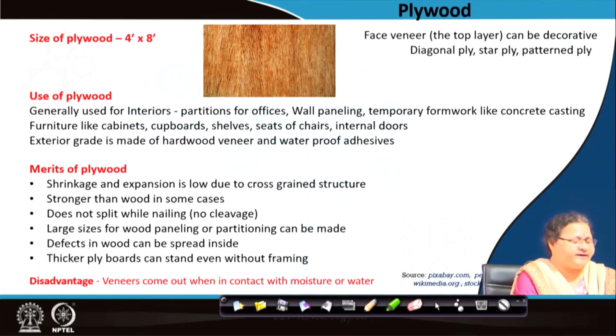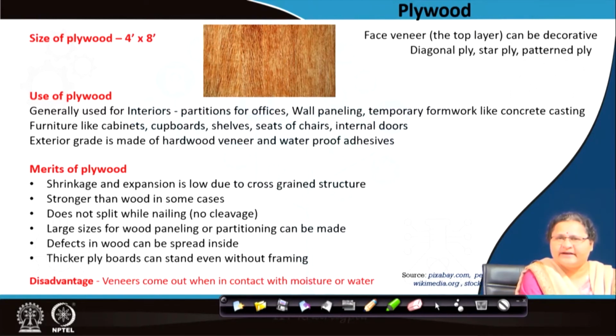Now, let us again come back. We have summed up the merits. Shrinkage and expansion is low due to this cross grained structure which I have explained to you. It is stronger than wood in some cases. It does not split when you are nailing. You have seen the property of cleavability. When you are putting a nail along the annular ring, wood might split, but in case of plywood it won't. Large sizes of wood panels are obtained, which is very difficult to get through proper joinery when you are using pure wood.